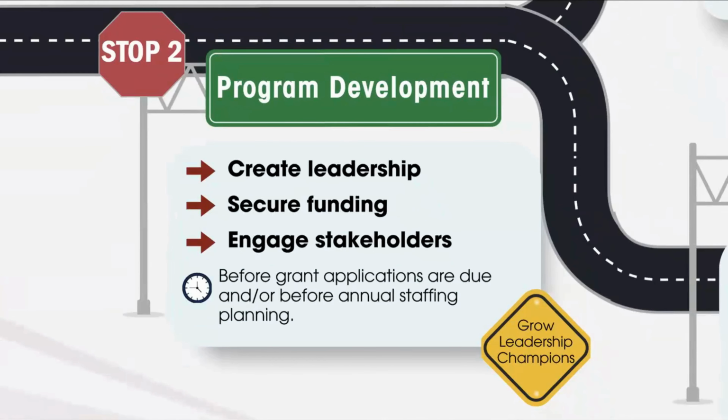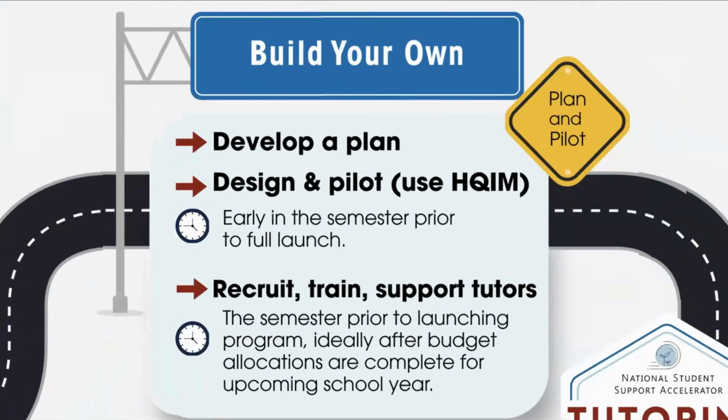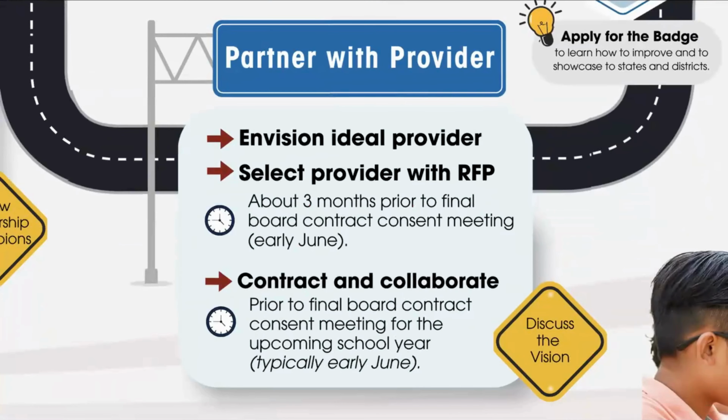Section 2 goes into growing leadership champions, getting some buy-in, getting some funding. Then it kind of breaks off into two sections depending on the tutoring approach that you want to take. And we're going to talk a little more about how you decide that and what resources we have. But it breaks off into two sections. One is for building your own tutoring program, and the other is for partnering with a provider.